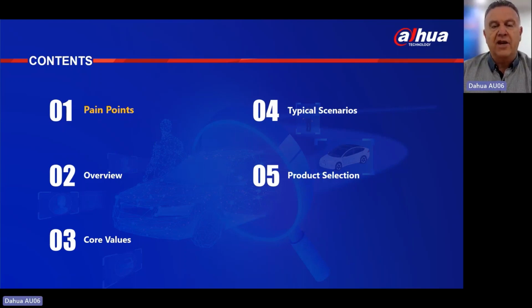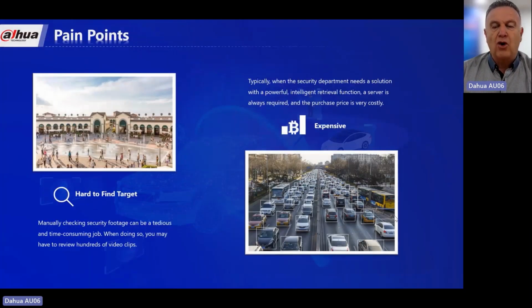Okay, in CCTV, sometimes it's not always easy to find something that has happened when you get into search, when you get into playback. So we address the pain points related to just that. Hard to find targets. Manually checking security footage can be tedious and very, very time consuming. When doing so, you may have to review hundreds, thousands of hours of video clips.